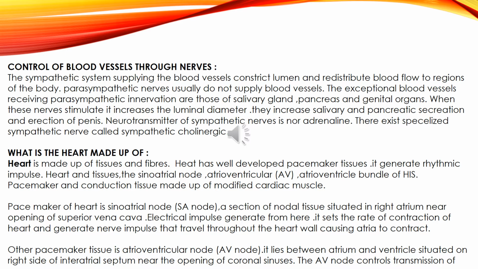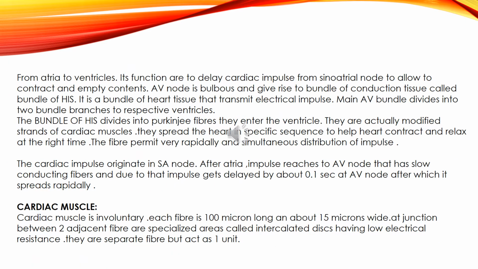It lies between the atrium and ventricle, situated on the right side of the interatrial septum near the opening of the coronary sinus. The AV node controls the transmission of impulses from atria to ventricle. Its function is to delay the cardiac impulse from the sinoatrial node to allow the atria to contract and empty their contents. AV node is bulbous and gives rise to a bundle of conduction tissue called the bundle of His.